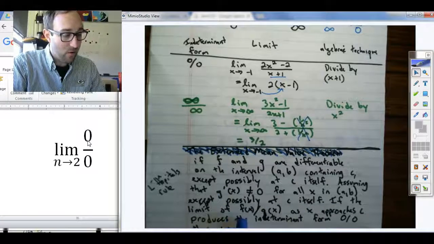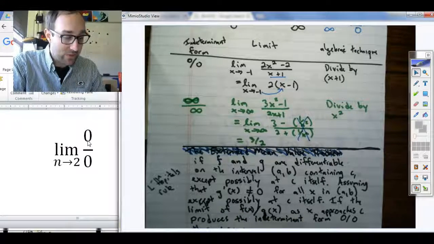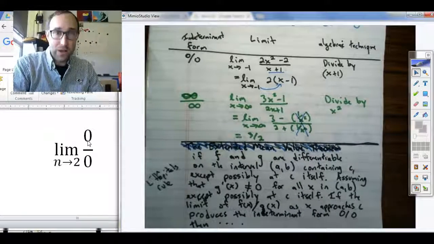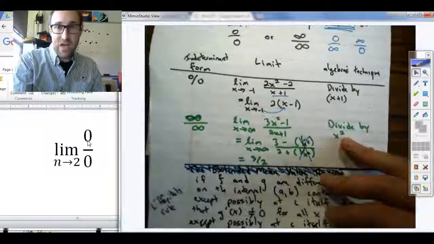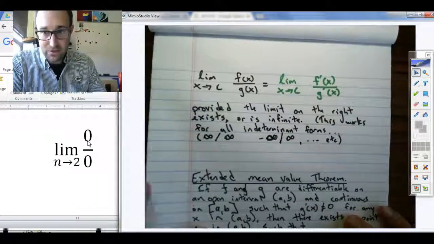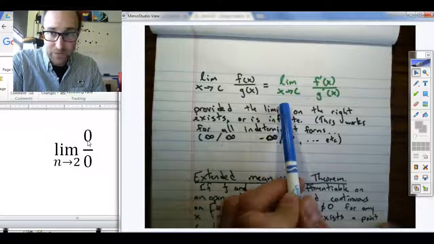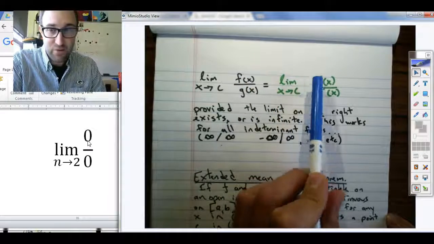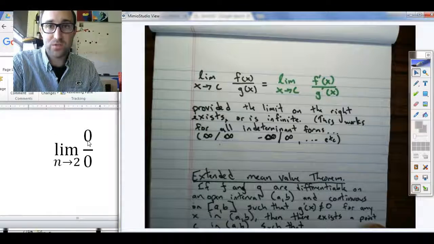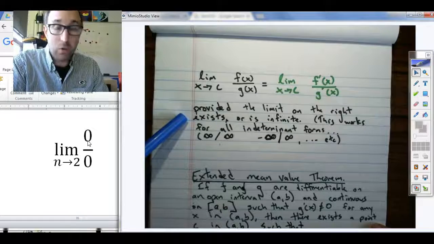If the limit of f of x over g of x as x approaches c produces the indeterminate form 0 over 0 or infinity over infinity or any combination of zeros and infinities, then what we're going to say is the limit as x approaches c of f of x over g of x, some division, is going to be the limit as x approaches c of f prime over g prime. Oh, and that can be so handy. The only thing we have to say is, provided that the limit on the right exists or is infinite.